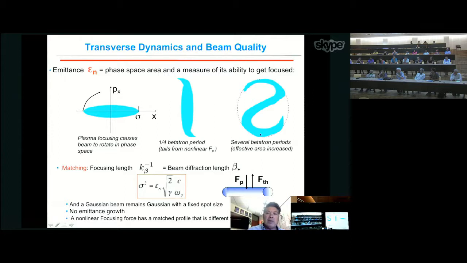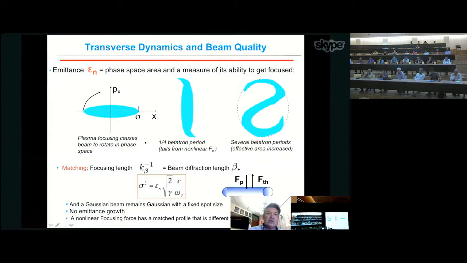And after many betatron periods, which is the frequency that they rotate, even though the original phase space volume was this, and phase space area looks still conserved, effectively this whole circle becomes filled in with this complicated structure. So therefore, nonlinear focusing forces can lead to the emittance growing, which is very, very bad.